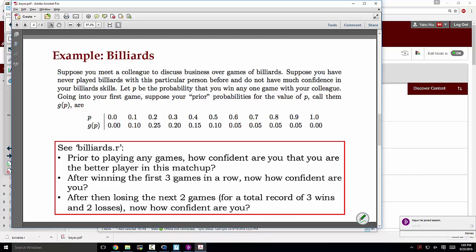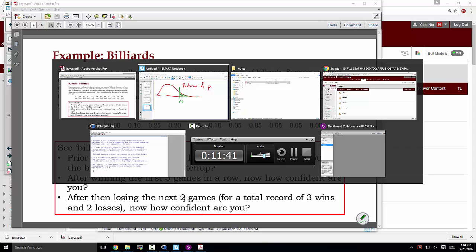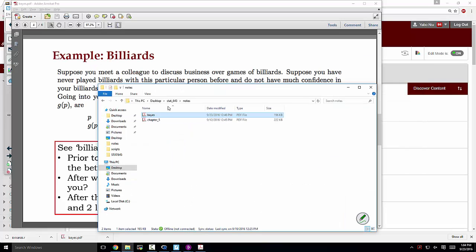Okay, and then what's going to happen is we're going to play 3 games, and we're going to win the first 3 games. Then what has happened to our beliefs? We can use Bayes' theorem to incorporate these data and update our beliefs. So we'll do that, and then we'll suppose we play 2 more games and we lose both of them. So now we have additional information yet again, and we'd like to update our beliefs yet again. Let's go to billiards.r.